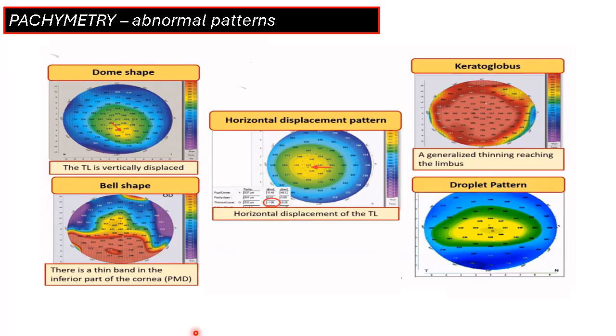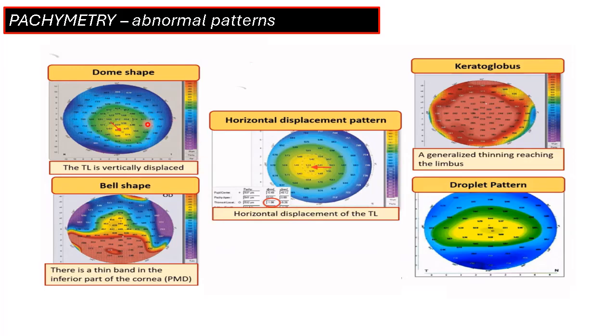After we have an idea about the normal shape of the cornea and the normal pachymetry of the cornea, now there are certain abnormal patterns of the cornea that you should comment on before you read the numerical data. So you will have numerical data, and you also have a descriptive shape of the cornea as far as the thickness of the pachymetry.